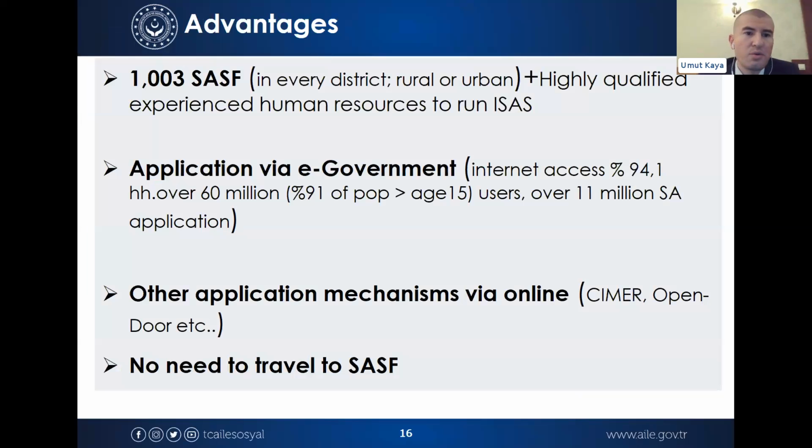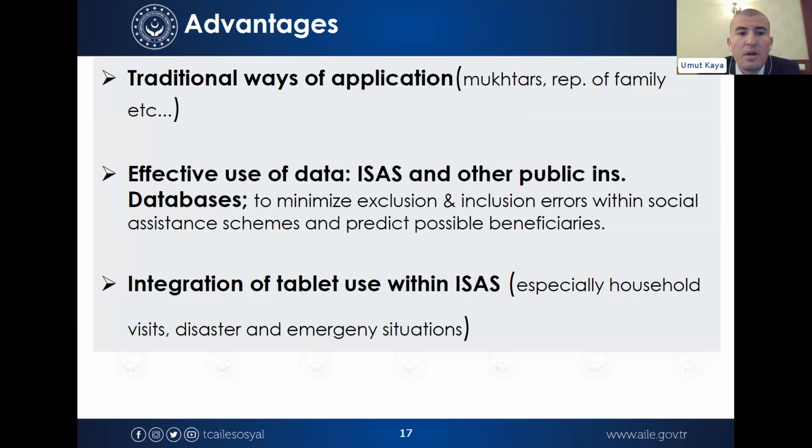Yeah. So I am cutting the case short. In Turkey, we nowadays use applications from e-government, which is a result of over 94% internet access. You can see the number of applications. It is like 11 million social assistance applications via e-government. We also use other more traditional application systems. You don't have to travel to the SSF, which is a cost for you. We managed that with the effective use of data of ISAS public institutions.